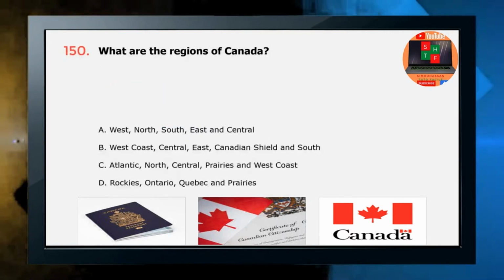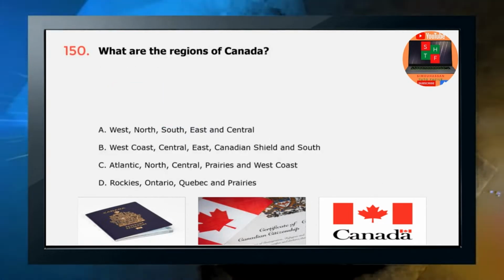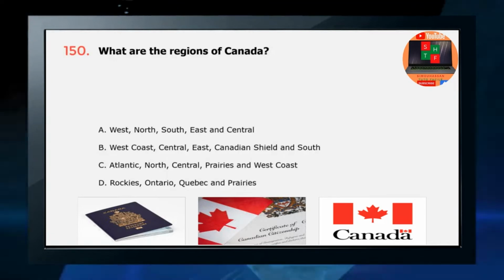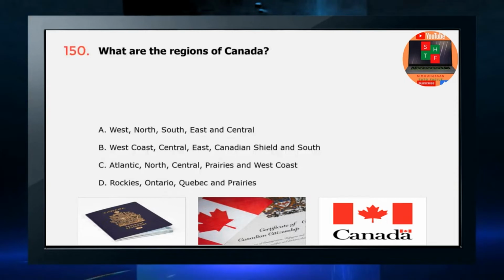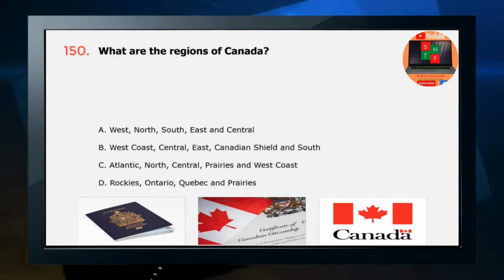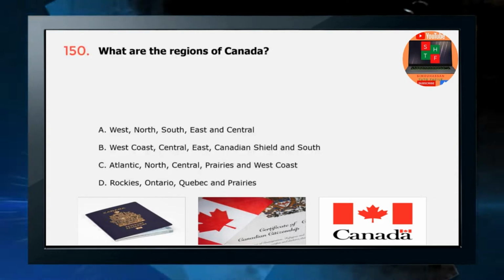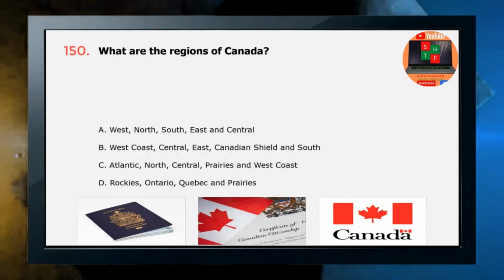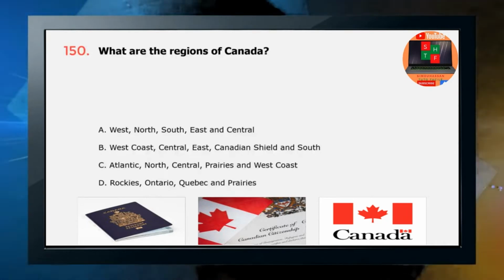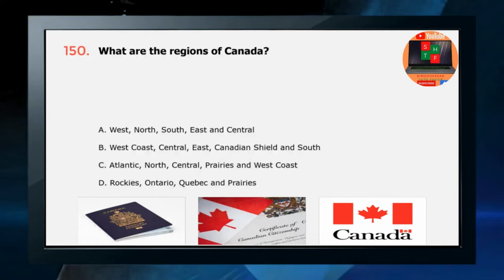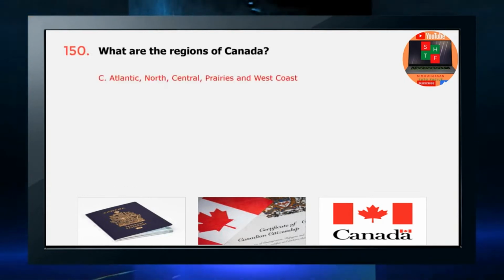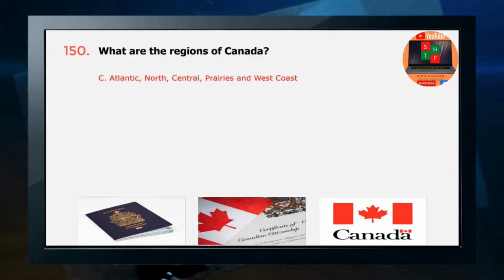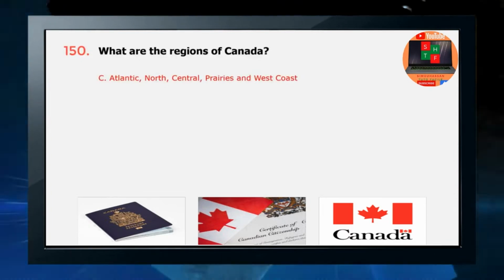Question 150. What are the regions of Canada? A. West, North, South, East and Central. B. West Coast, Central, East, Canadian Shield and South. C. Atlantic, North, Central, Prairies and West Coast. D. Rockies, Ontario, Quebec and Prairies. The answer is C. Atlantic, North, Central, Prairies and West Coast.